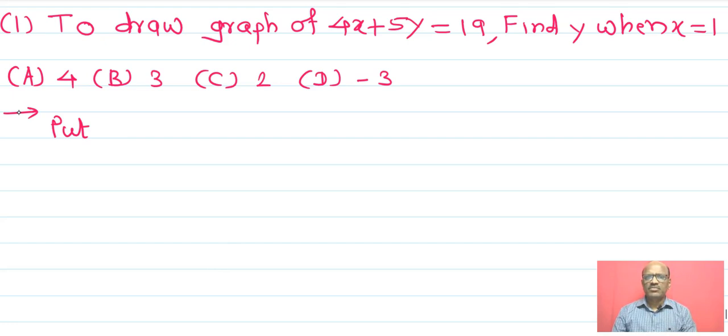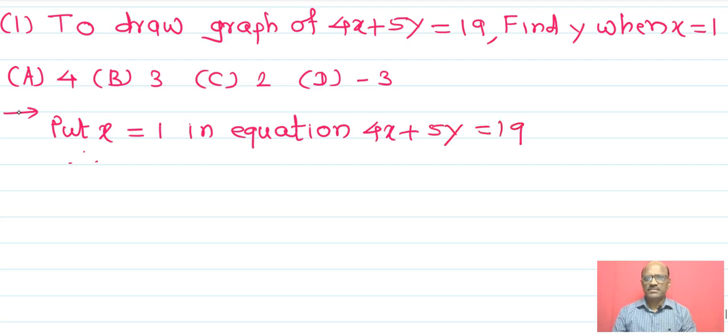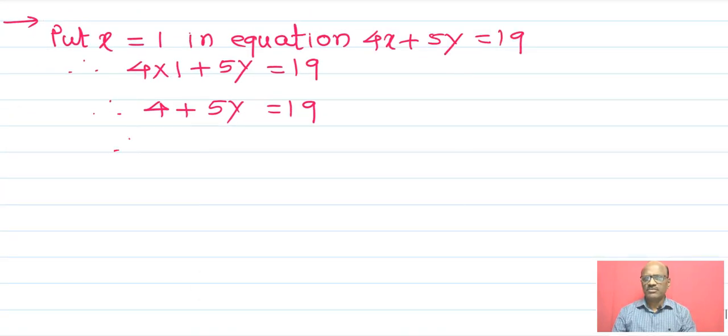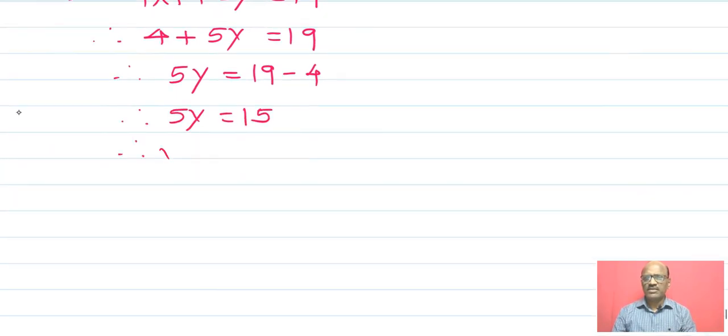That is, put x is equals to 1 in equation 4x plus 5y is equals to 19. Therefore 4 into 1 plus 5 into y is equals to 19. 4 plus 5y is equals to 19. Therefore 5y is equals to 19 minus 4. Therefore 5y is equals to 15. And that's why y is equals to 15 upon 5. Therefore y is equals to 3.